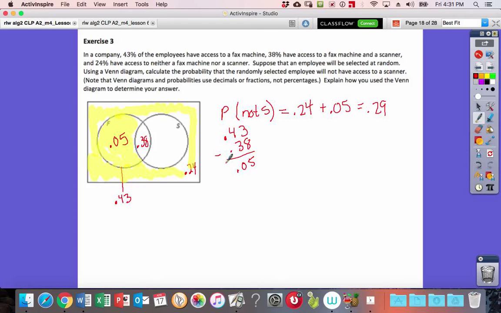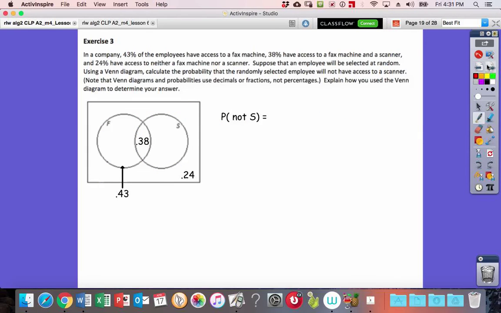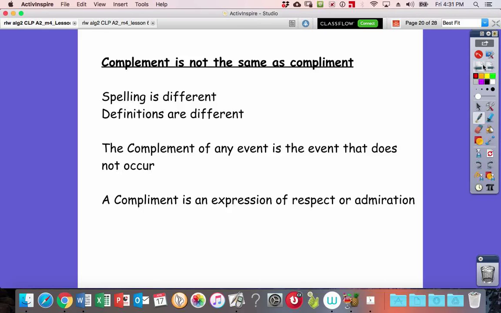Okay, then good luck. I think that's it. And we have our assignment. Oh, look, I did it on the next slide. Oh, but I have 2 more slides for you. I want to make sure you know when I say complement, the spelling is different than compliment, and the definitions are different. The complement of any event is the event that does not occur. A compliment with an I is an expression of respect or admiration. So notice the spelling on those, but they sound almost identical.